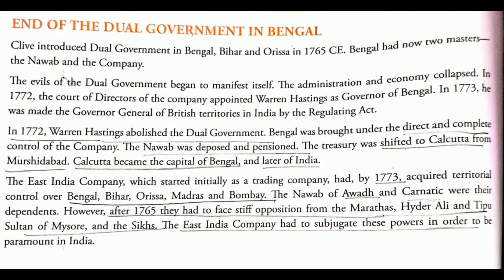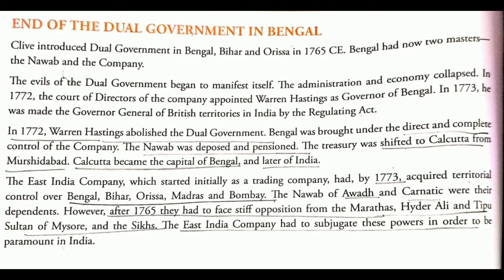Then in 1772, Warren Hastings abolished the dual government. What Clive started in Bengal, Bihar and Orissa, Warren Hastings abolished. That means he finished it off in 1772. Bengal was brought under the direct and complete control of the company. So, what is the new change here?